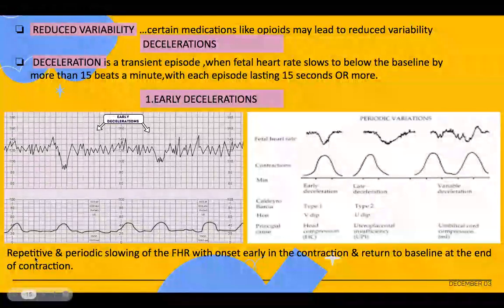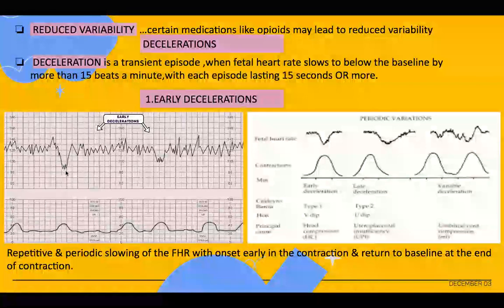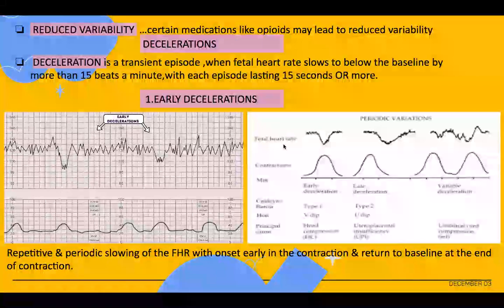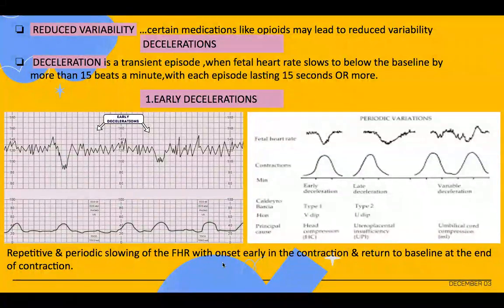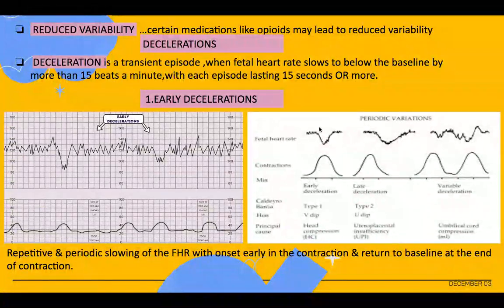There is a teaching station for the CTG in Part 3 in which you have to tell that these early decelerations are the repetitive, periodic slowing of the fetal heart rate. This is slowing of the fetal heart rate with onset. Onset means start. When it is starting, this is the early deceleration with onset early in the contraction. This is a contraction, it is starting, and it is starting early in the contraction and returns to the baseline at the end of contraction. This is the contraction. When it is ending, it is reaching back to the baseline. This is the baseline, this is the baseline. So this is basically the early deceleration, which you all know.